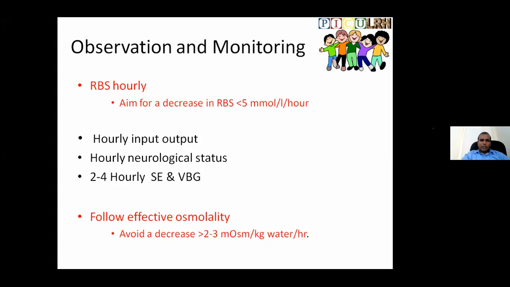Observation and monitoring. RBS hourly. Aim of the sugar is to decrease sugar less than 5 millimoles per liter per hour. Hourly input-output chart. Hourly neurological status. 2 to 4 hourly serum electrolytes and VBG, and follow effective osmolarity. Avoid a decrease of more than 2 to 3 millimoles per kg per water per hour.